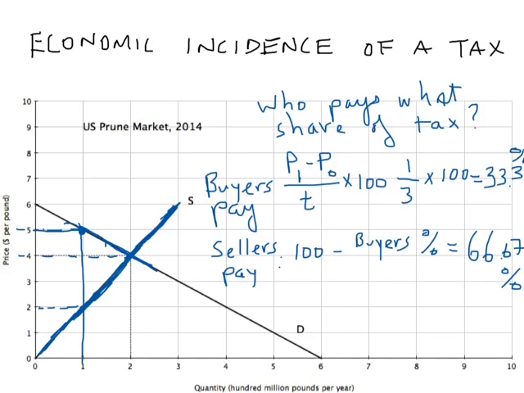Sellers, on the other hand, have the lower elasticity. Well, geez, I got my prune orchard planted. I'm not going to go rip it up, at least not immediately. And so I'm sort of stuck here selling prunes to market. I can't escape this tax. So boom, sellers end up paying 2/3 of the tax.